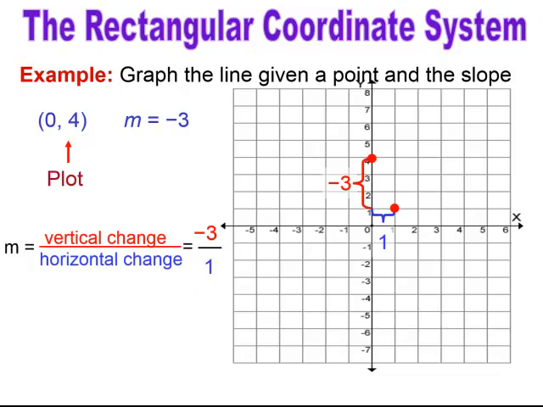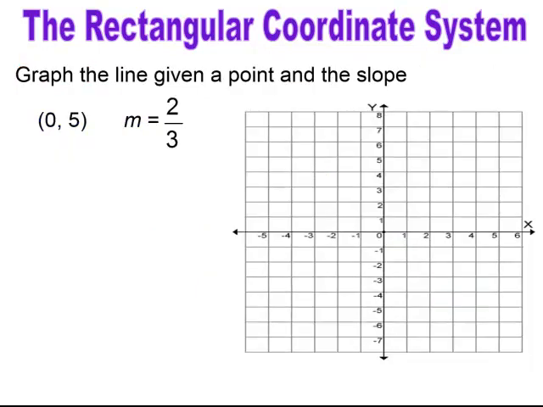So to find the line given a point and a slope, first plot the point, then use the slope, and remember it's the vertical change over the horizontal. And if the slope is negative, put the negative with the vertical change and move down, and always move to the right for the horizontal change.